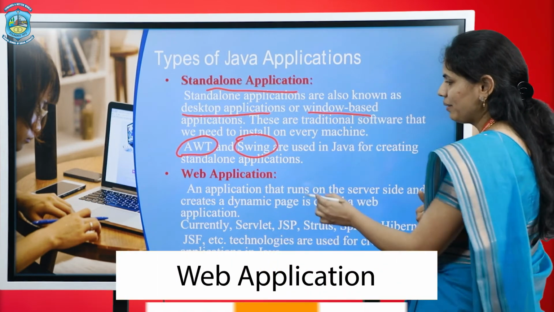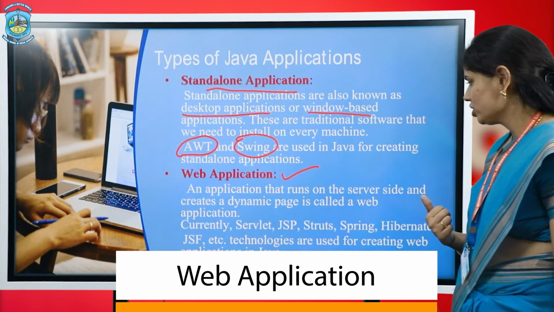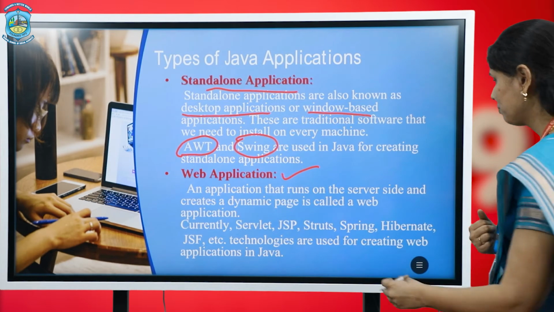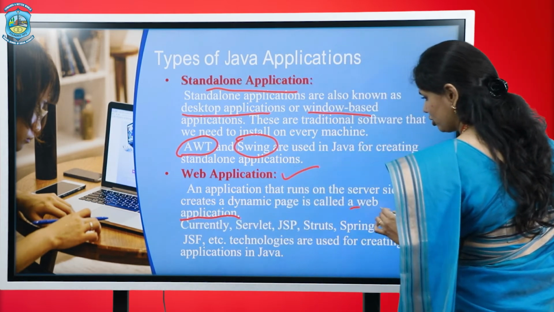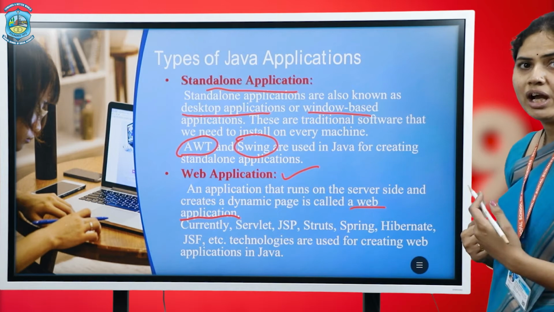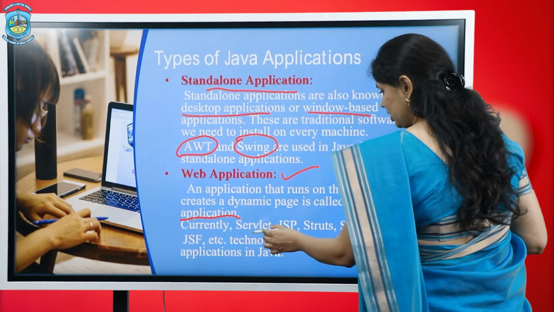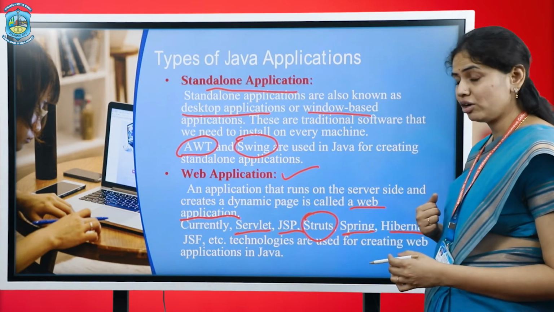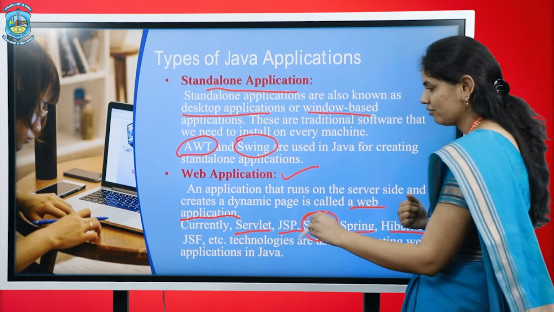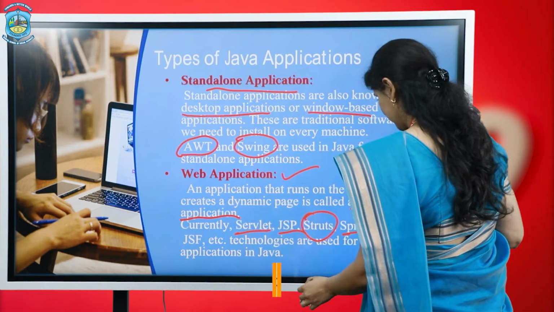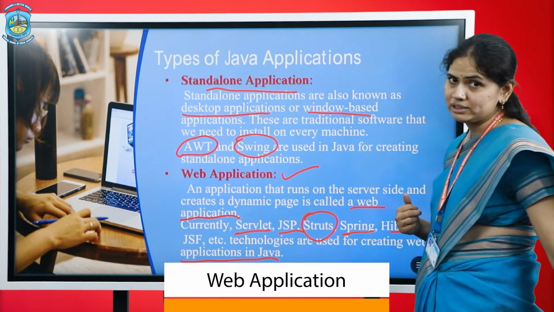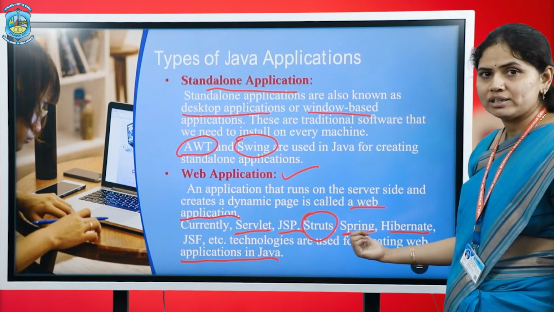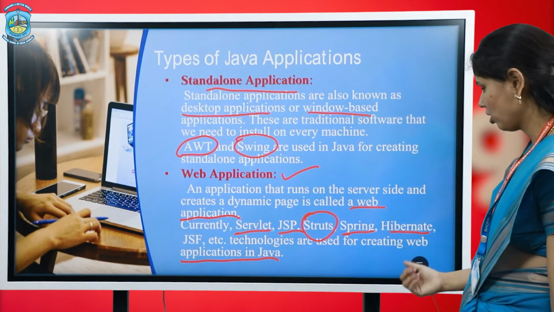Then we have web application. A web application runs on the server side and creates a dynamic page. So currently we are using Servlet, JSP, Struts, Spring, Hibernate. These are the names of the technologies which we are using under Java to create web applications. So for creating web applications in Java, we use these concepts of Java: Servlet, Struts, Hibernate and all.